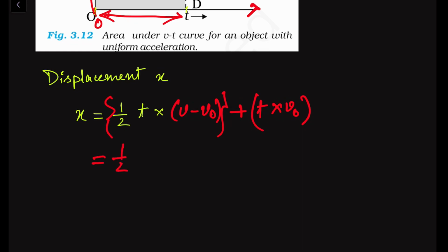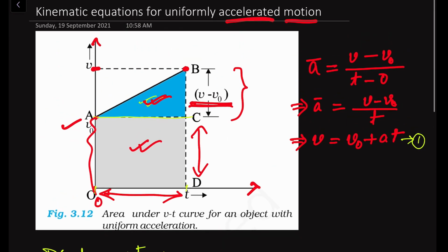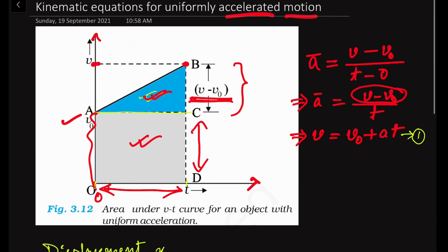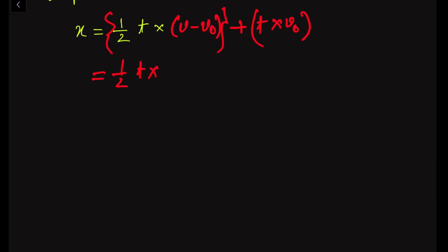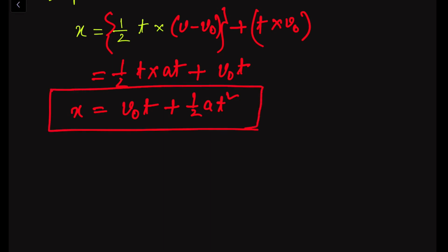So half into V minus V0. V minus V0 is nothing but AT. If we want to find V minus V0, then A will be multiplied with T. So V minus V0 is A into T. So here T will be multiplied with AT, plus again we have V0T. The second term we are writing first, and we have half into A into T square. This x is the second formula we have derived here.